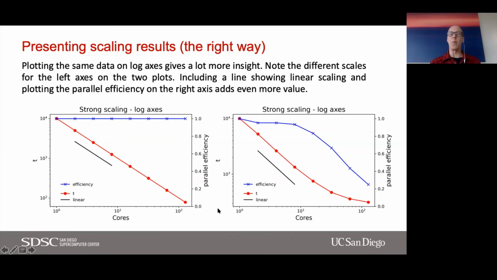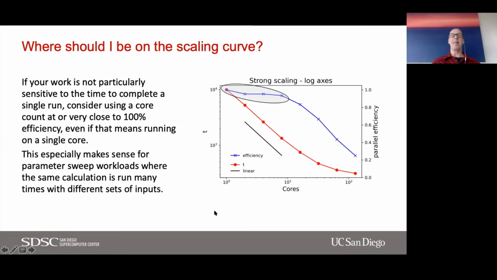So the question is, where should you be running? Where on this scaling curve should I be? So this is a really important question. It depends a lot on your computational needs, how time sensitive the calculations are, and I guess also whose hardware you're using. So if your work is not particularly sensitive to the time to complete a single run, I'm going to say consider using a core count where you're at or very close to 100%, maybe 90% or better, even if that means sometimes that you're only running on a single core.